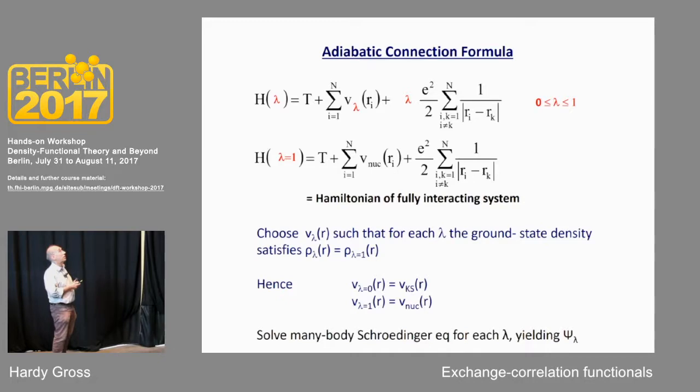Then you see immediately when you do that, that at lambda equals 0, when the interaction has disappeared, you get the Kohn-Sham potential, right? Because the Kohn-Sham potential is that potential that gives you the fully interacting density. While at lambda equal 1, you are back to the nuclear potential.